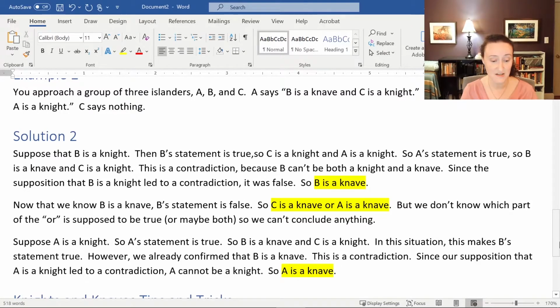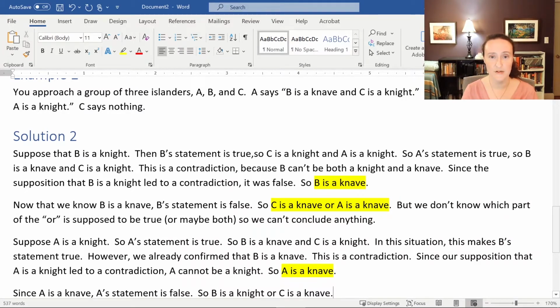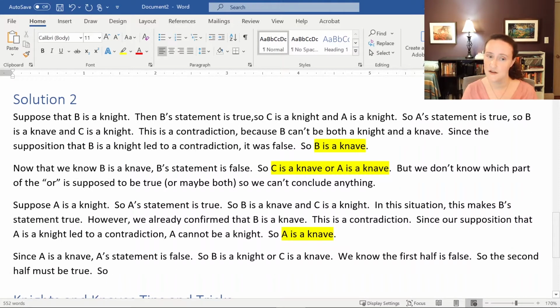Well, we already looked at the consequences of B being a knave, so now let's look at the consequences of A being a knave. Since A is a knave, A's statement has to be false. And A's statement being false means we should form the negation of A's statement. The negation is B is a knight or C is a knave. Well, we know that the first half of that is not true, right? B is not a knight. So in order for that or statement to be true as a whole, we need the second half to be true. So C is a knave.